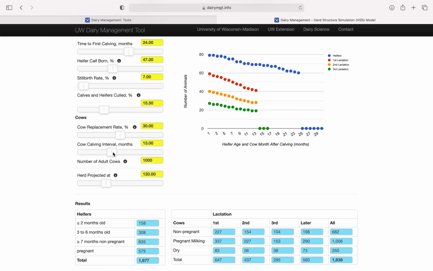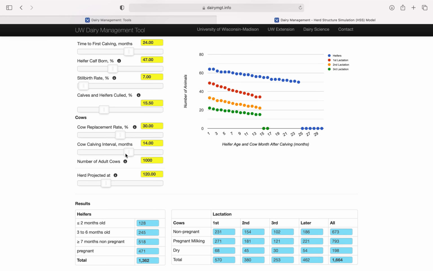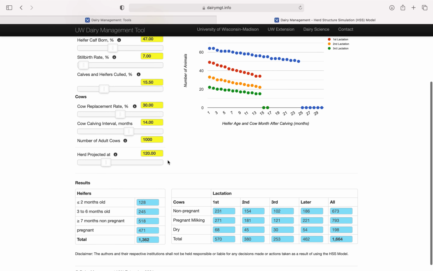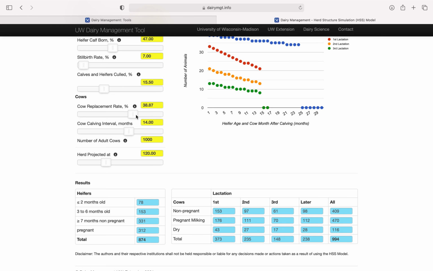First, let's fix the calving interval to a bit more realistic number, such as 14 months. Next, we can play with the cow replacement rate slide, increasing it until we reach a total number of cows close to the original 1,000. For example, I found that a rate of 38.85 the total number of adult cows will be 996.